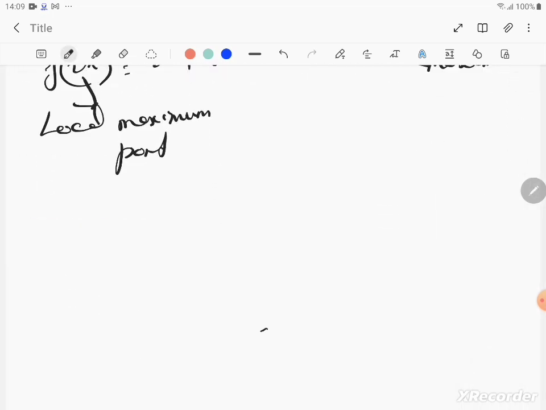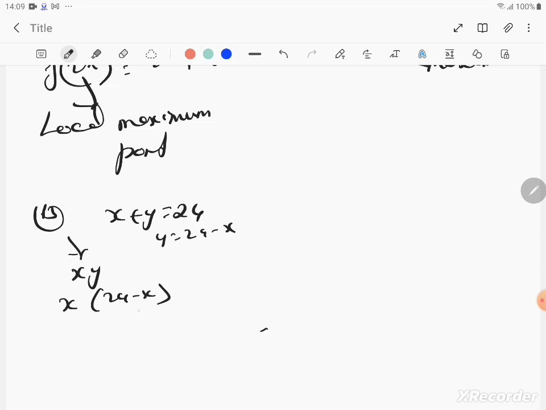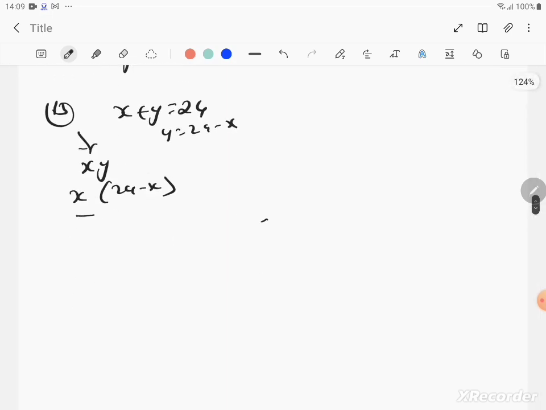The 13th question is: find the two numbers whose sum is 24 and whose product is the largest. So x plus y is equal to 24, and x into y has to be maximum. In order to differentiate this, you can write y as 24 minus x and substitute here: x into 24 minus x. If this has got to be maximum, you have to differentiate this.